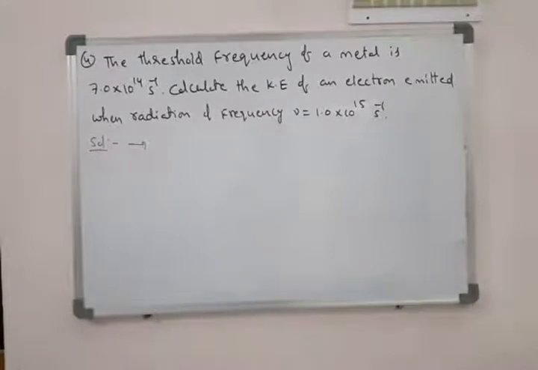Okay, see the next problem, which is similar to the earlier one, but in this problem we need to calculate the kinetic energy of the emitted electrons, where the frequency of the light is given and the threshold frequency of the metal is given. We just need to calculate the kinetic energy simply by using the photoelectric effect equation. So directly we will get the answer.